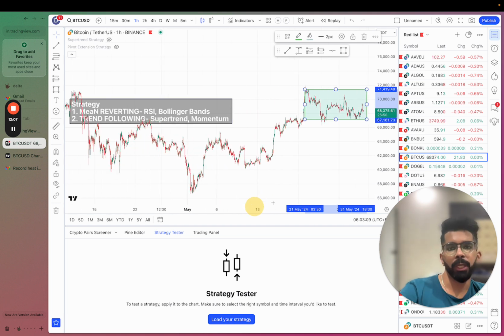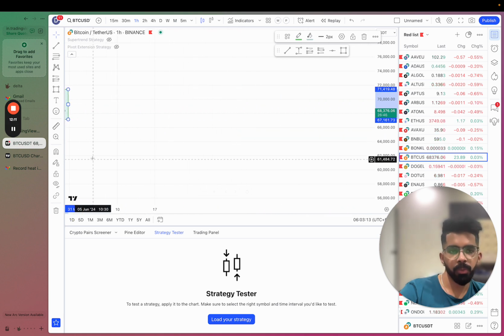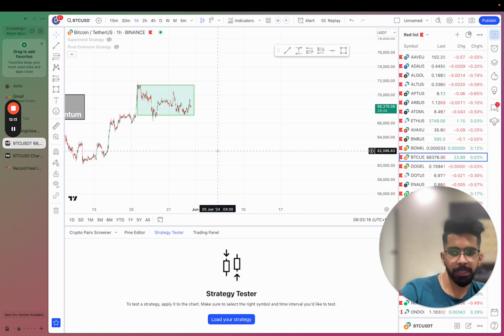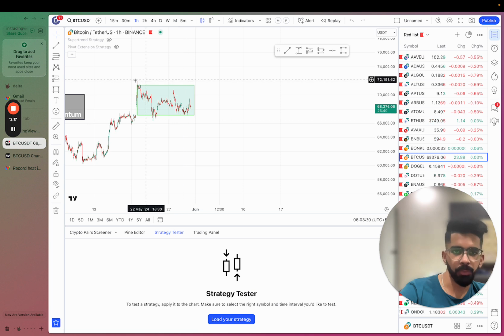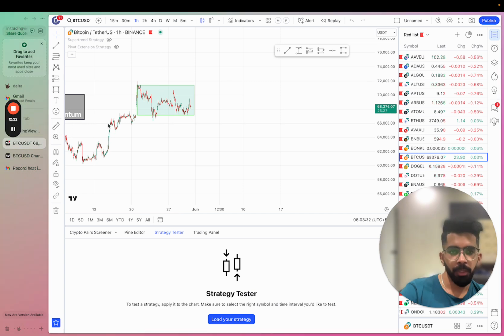But if you look at the past 6 months, Bitcoin has shown a return of 300% plus in rising from levels of 25,000 to the top of 75,000. So a trend following strategy would have outperformed. Now, based on your reading of the market, you can choose the strategy which you want.